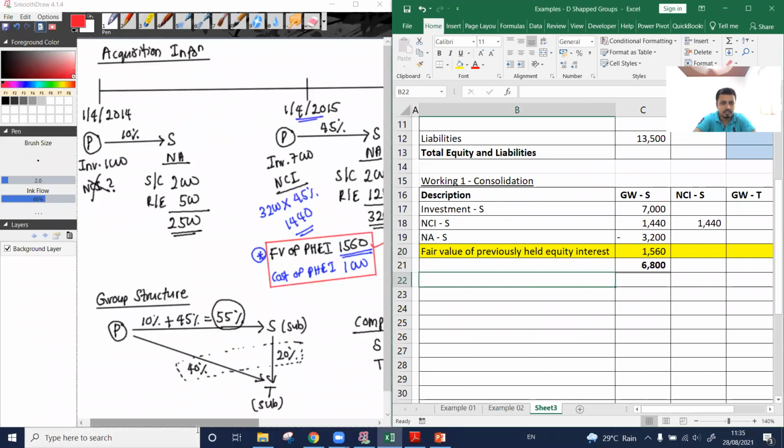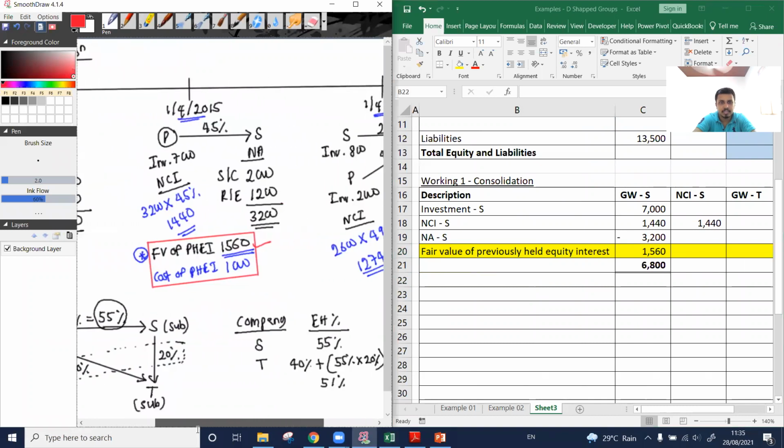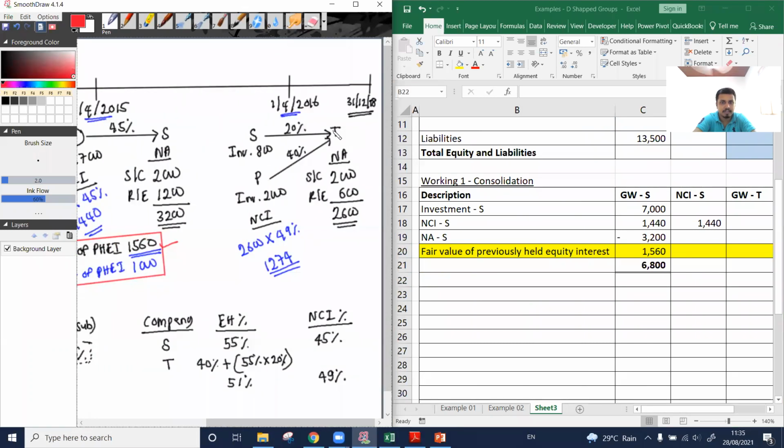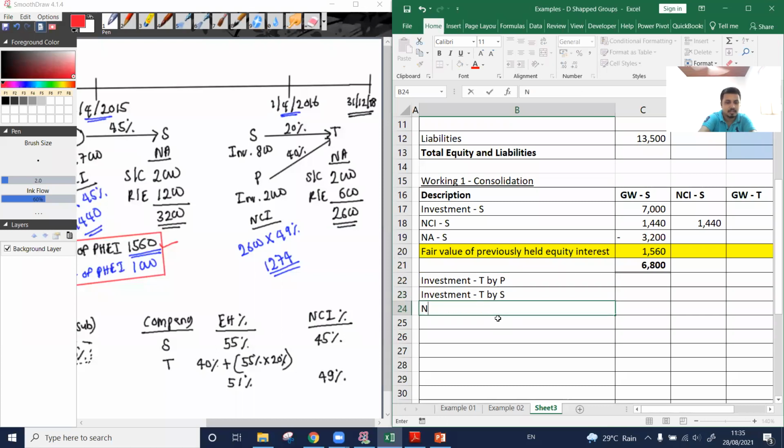With respect to the acquisition of S, we have determined the goodwill. Then we have another subsidiary. We have acquired T as well. So we need to determine the goodwill of T. How? Investment in T. In T, we also have invested and our subsidiary also has invested. Investment in T by P, and investment in T by S. Then for that we need to add NCI and deduct net assets of T.